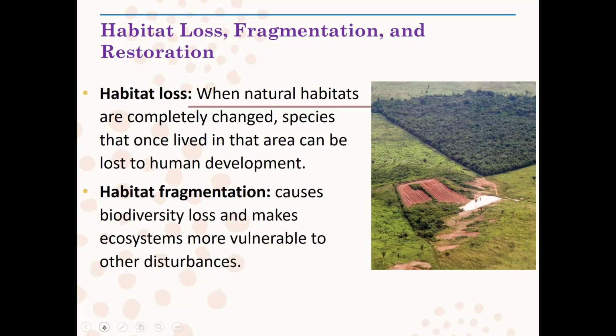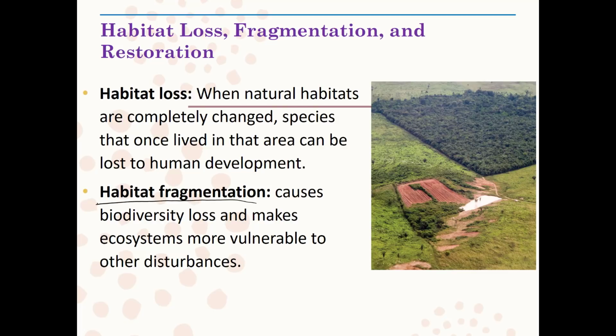Habitat loss goes along with that as well, and fragmentation. So habitat loss is just when natural habitats are completely changed. And again, species only have two options. They either move and find somewhere else, or they end up dying. So that's really their only two options. And unfortunately, with us taking away a lot of those habitats, they don't even have many places to live.